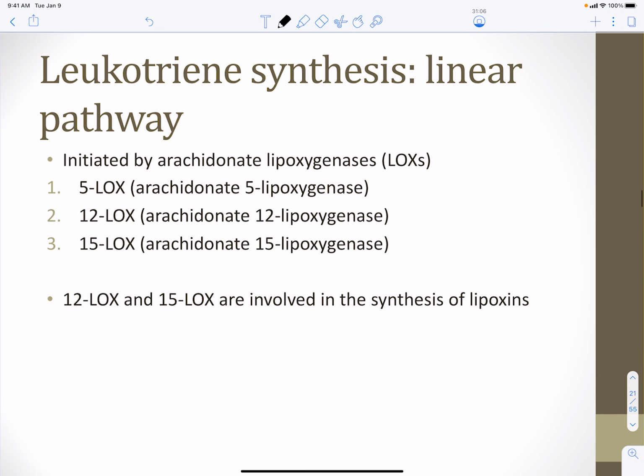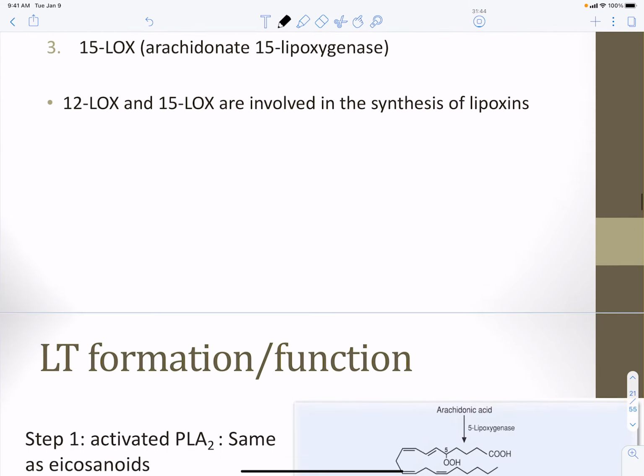All right, so now there's leukotrienes, and leukotrienes are going to be made through what's called a linear pathway. And this is going to be through arachidonic oxygenases, or your LOXes. So you have three main LOXes, 5 LOX, 12 LOX, and 15 LOX. They're all enzymes like oxygenases. They're simply called arachidonic 5 oxygenase, or 12 or 15, for example. The 12 and 15 can also be involved in the synthesis of our lipoxins, but your 5 cannot. Your 5 has nothing to do with lipoxins.